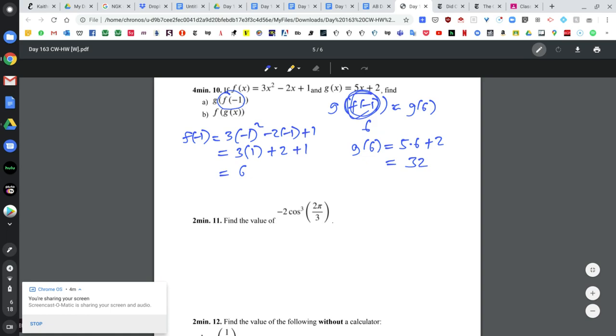Okay, now let's do B together. You can pause the video, attempt it yourselves. It says find f of g of x.